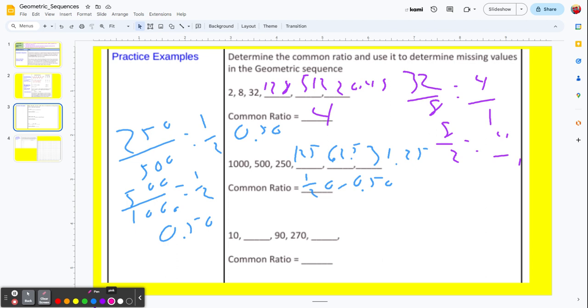All right, so this time to find the common ratio, we really only have one option here. Okay, we have the 270 and the 90. So we go 270 divided by 90. All right, so 270 divided by 90 is 3 over 1. So our common ratio is 3. So 10 times 3 is 30. 270 times 3 is what? 810.